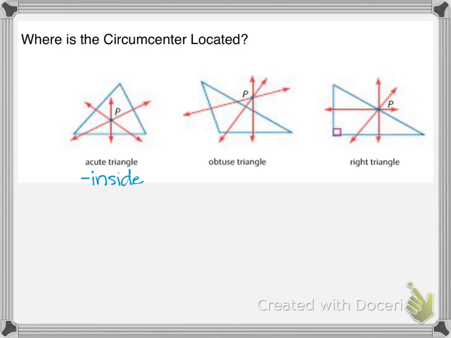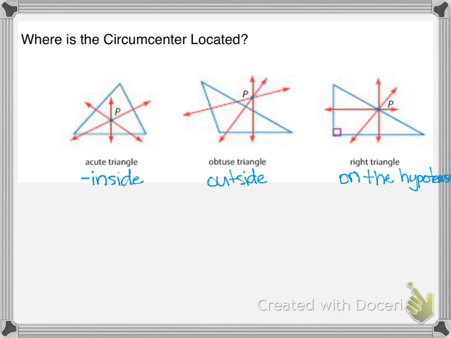With an obtuse triangle, meaning it's got an obtuse angle in it, the circumcenter is going to be outside of the triangle. And you can try drawing these. Draw an obtuse triangle on a piece of paper and try drawing the perpendicular bisectors of each side. You'll find that they do meet outside of it. And then with a right triangle, they're actually on the hypotenuse of that triangle. So on one of the sides, specifically the hypotenuse.